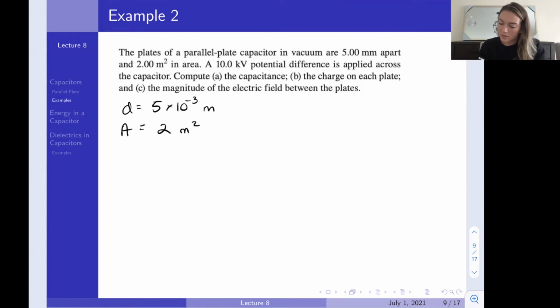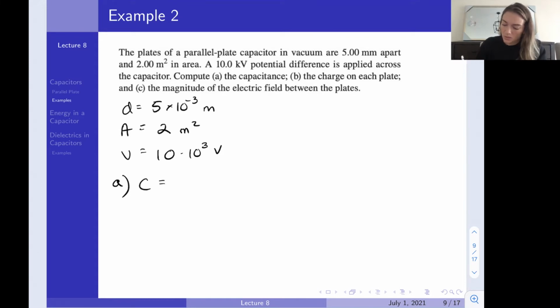A 10 kilovolt potential difference, 10 kilovolts, oops, that's going to be 10 times 10 to the 3 volts, is applied across the capacitor. Compute the capacitance, the charge on each plate, and the magnitude of the electric field between each plate. Okay, so let's do first the capacitance.